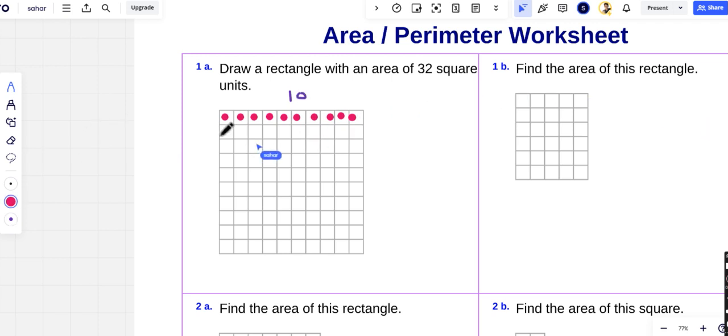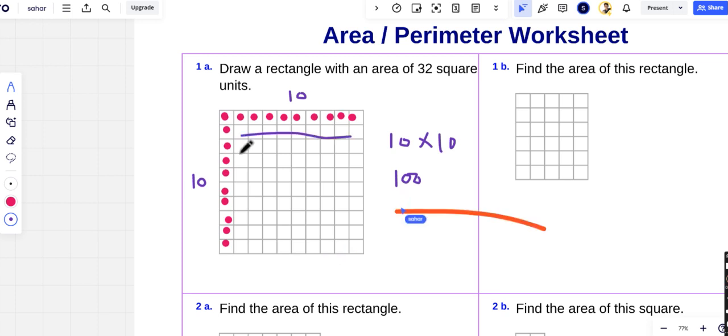Now we find the vertical one. 1, 2, 3, 4, 5, 6, 7, 8, 9, 10. Again, how many do we have? 10. Good. So it means that 10 times 10, we get how much? 100. Good. It means that these all are total 100 grids. Understand?